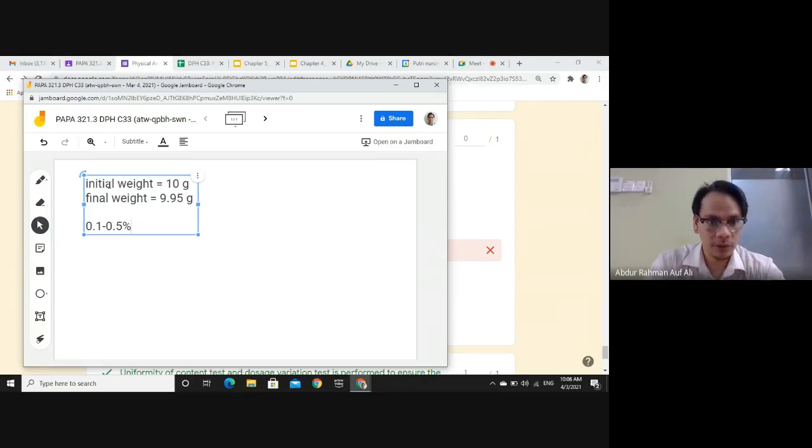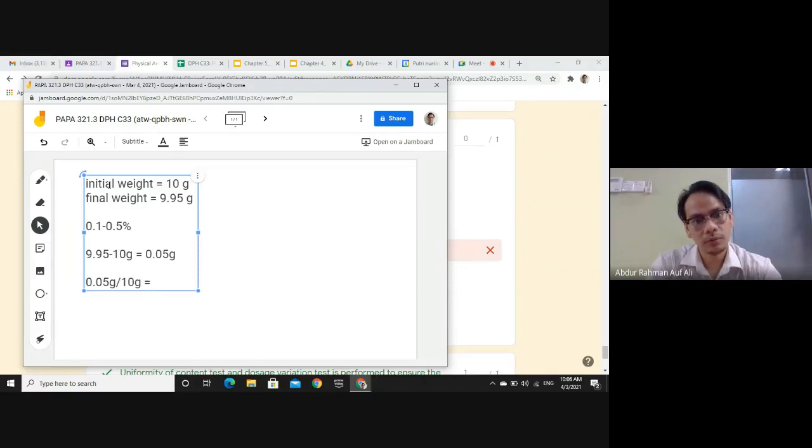So maksudnya kita perlu tolak kat sini. So 9.95 gram tolak 10 gram. Jawapannya adalah 0.05 gram. So 0.05 gram ni berapa peratus? So we take it 0.05 gram bagi dengan 10 gram equals to, wait a minute, saya nak buat calculator. So 0.05 bahagi dengan 10 darab dengan 100. So jawapannya adalah 0.5%.